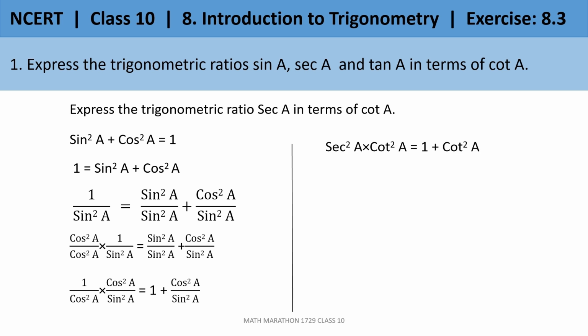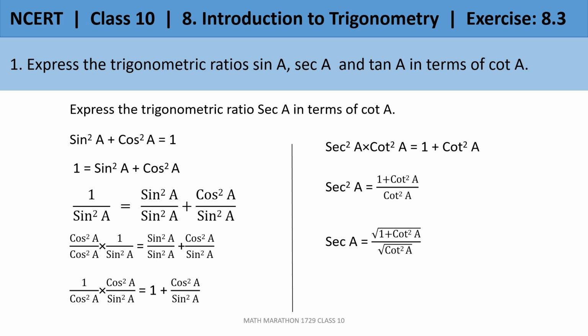Secant square A multiplied by cot square A is equal to 1 plus cot square A. Let us divide this equation by cot square A. Secant square A is equal to (1 plus cot square A) by cot square A. Let us take square root on both sides of the equation.